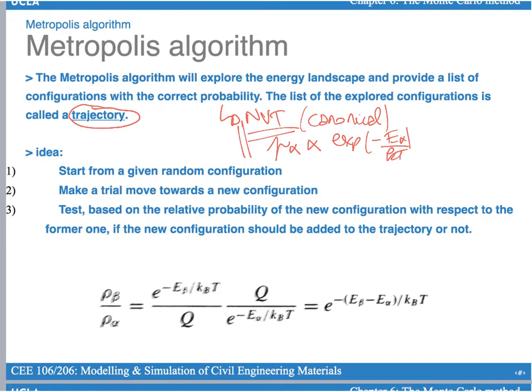And then once you have this trajectory, you will be able, based on this trajectory, to calculate the average value of certain properties by calculating the value of a certain property over all those configurations. And based on the probability of each of those configurations, you will be able to back calculate the average value of the property that you are interested in.